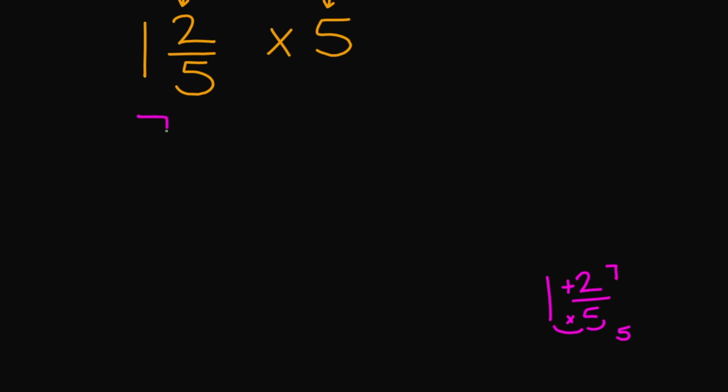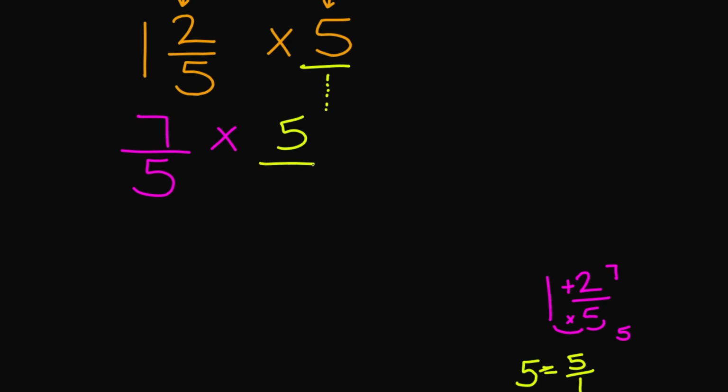So I'm going to write 7 over 5 times, we need to turn our 5 into a fraction, and that's going to equal 5 over 1. So we have our imaginary 1 right here under the 5. So this is going to be 5 over 1. Now I'm going to go ahead and multiply across.